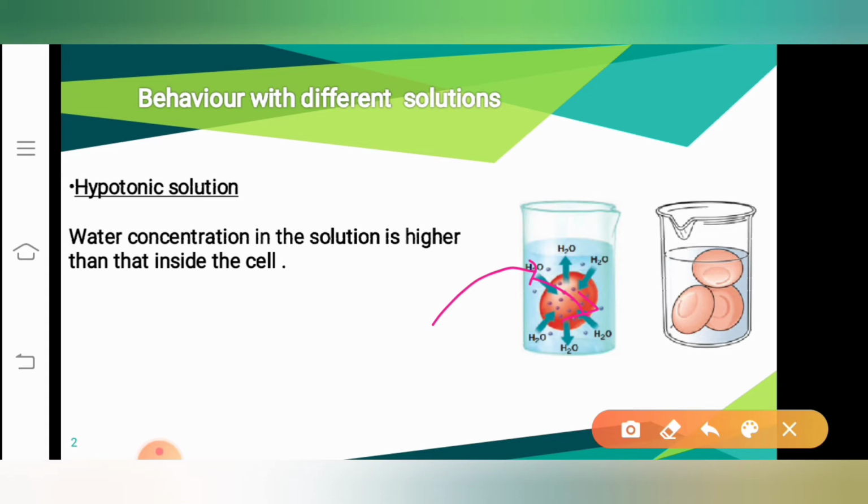As a result of this, the cell increases its size. That means the cell swells up. Why does it increase its size? Because the water, which was in higher concentration in the external environment, was made to enter inside the cell, because the cell was having less concentration of water.